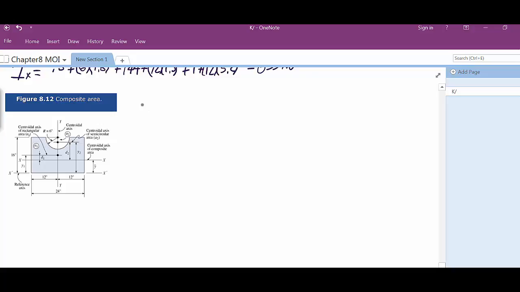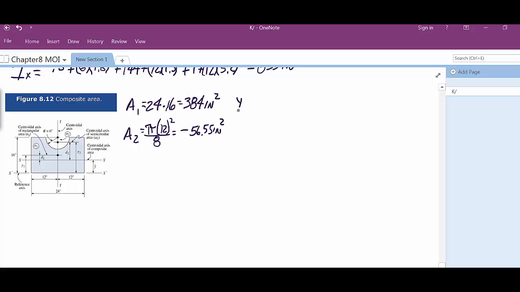We would have to find the area of one and the area of two. We only have two components here: one is the big square and two is the semicircular cutout. The big square was 24 by 16, and that value is 384 square inches. The smaller one has area pi times the diameter, 12, squared divided by 8, and that area is negative, 56.55 square inches.